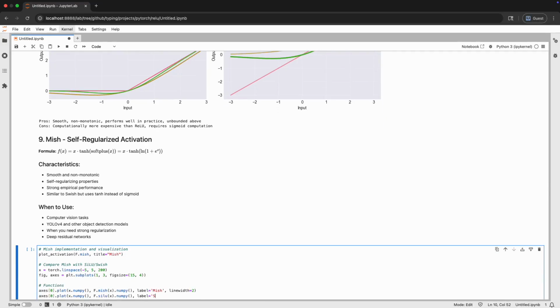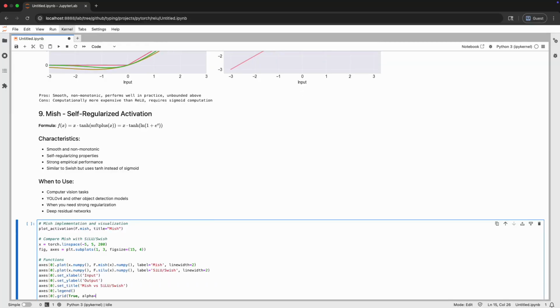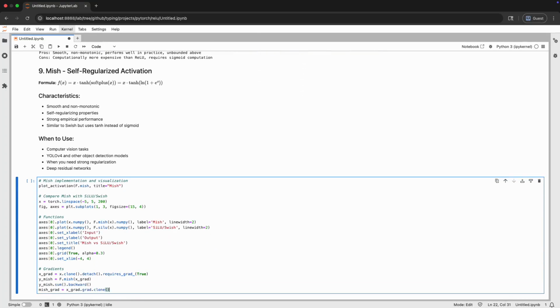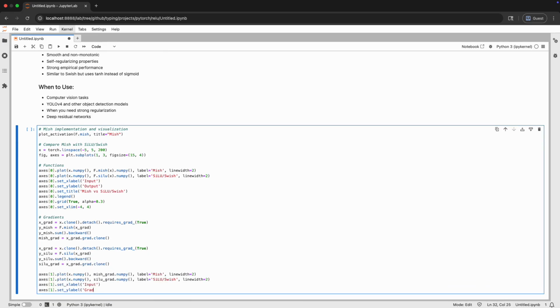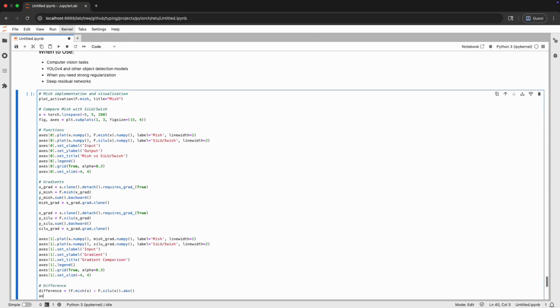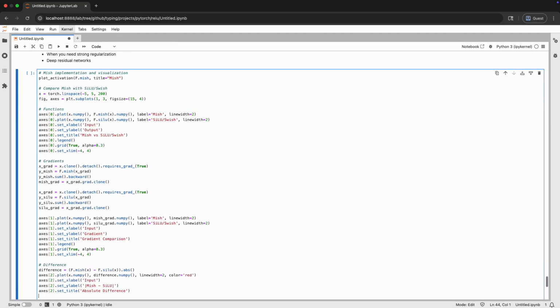Here I'm comparing Mish with Swish to understand their differences. We'll look at both the functions and their gradients, as well as the absolute difference between them. This comparison helps understand when to choose one over the other.